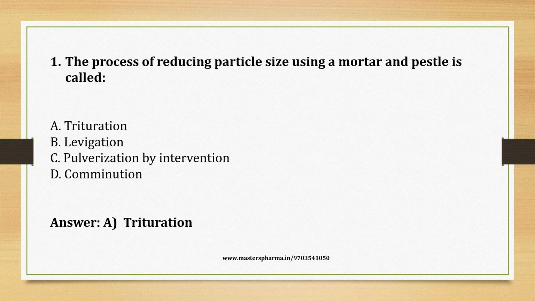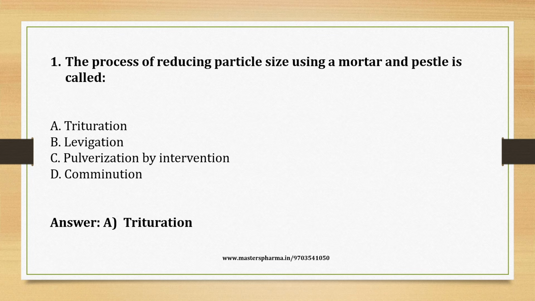trituration. Trituration refers to dry grinding of solid substances in a mortar and pestle. The main purpose is to reduce particle size, thus used when only mortar and pestle are used. In the question, they specifically mention mortar and pestle, so the correct answer is trituration.